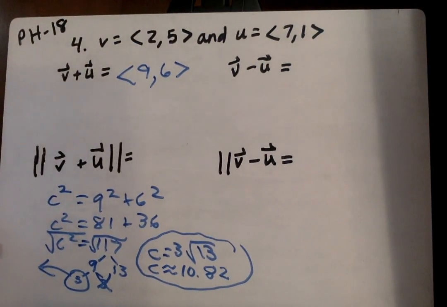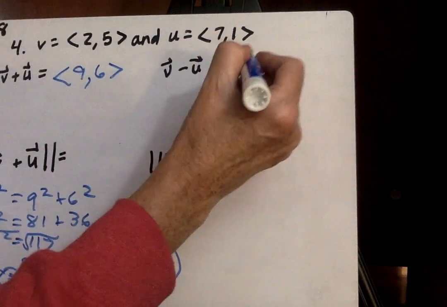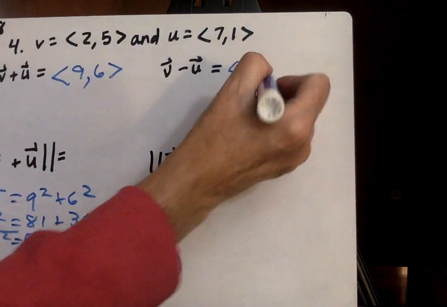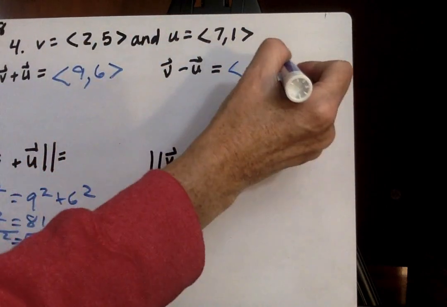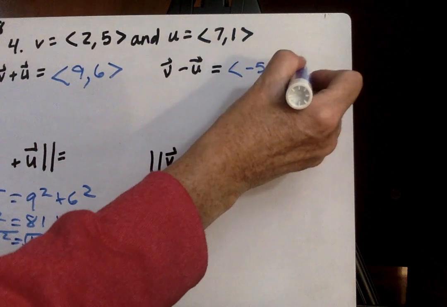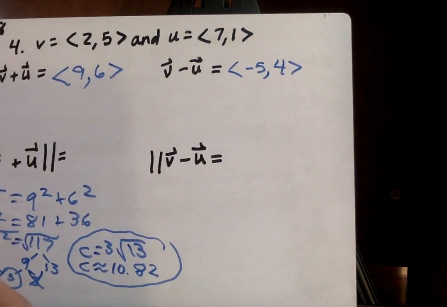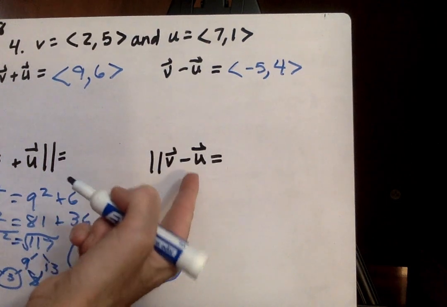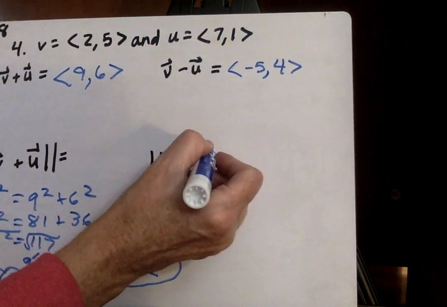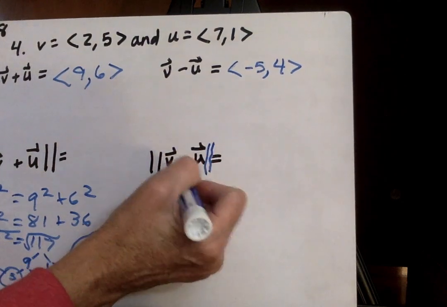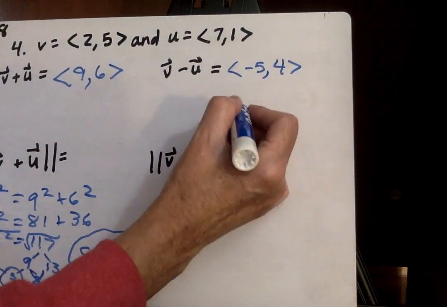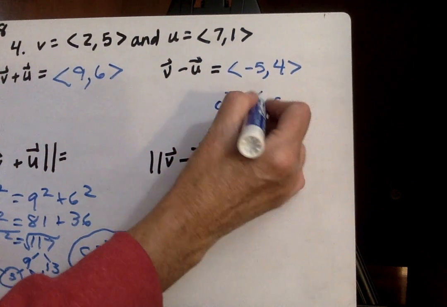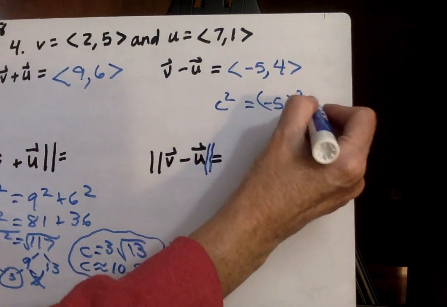All right, now we're going to go on to v minus u. So v, 2 minus 7, negative 5. And 5 minus 1 is 4. So you have negative 5 comma 4 there. Now I need to find the magnitude of that. Oh, whoops, I forgot my 2 little things here. It shows magnitude. So basically, I'm going to start it up here and say c squared equals negative 5 squared plus 4 squared.